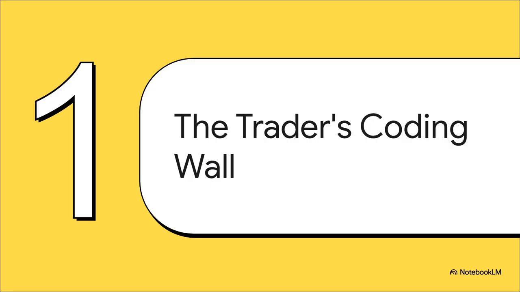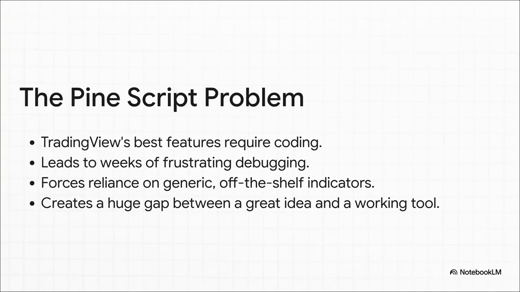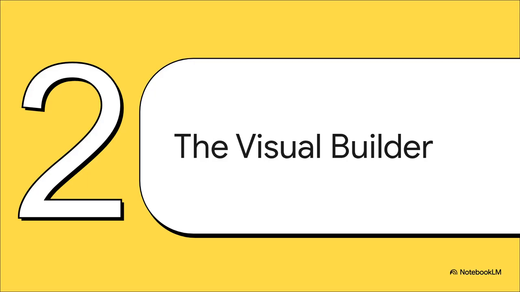So first, let's just quickly talk about the problem itself, what we're going to call the trader's coding wall. So here's the deal, and this is the really important part. TradingView's most powerful tools, I'm talking custom strategies, screeners, the whole shebang, they've always been locked behind PineScript. And what does that mean for you? Well, it means you're either stuck spending weeks, literally weeks, fighting with code and debugging, or you just give up and use the same generic indicators as everyone else. It creates this giant, frustrating gap between your awesome idea and a tool you can actually use. But what if you could just bridge that gap, like instantly? Let's dive into the solution.